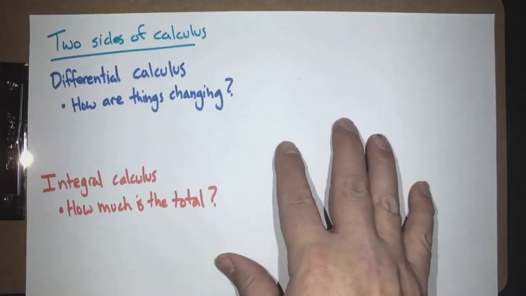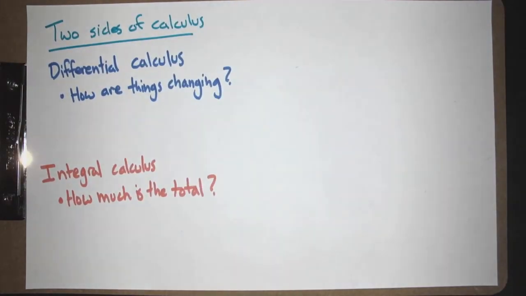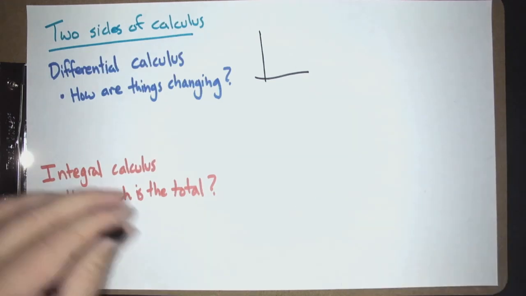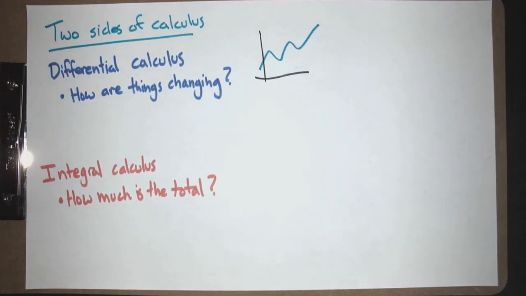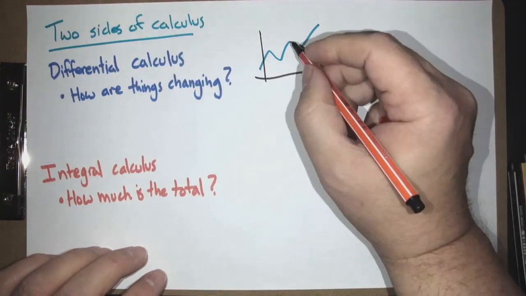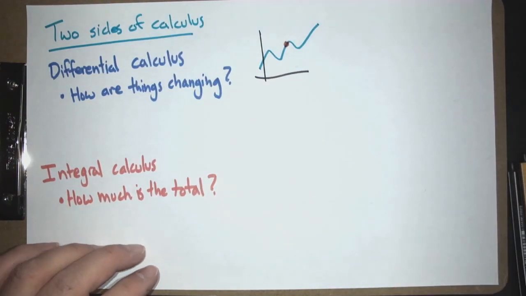So, there's 2 sides of calculus. And we've been experiencing one side of calculus, which is differential calculus. How are things changing? Now, how do we do this? If we see a function, the answer is kind of tricky because it depends. So what if I change the question: instead of asking how are things changing, I ask, how is it changing right there?